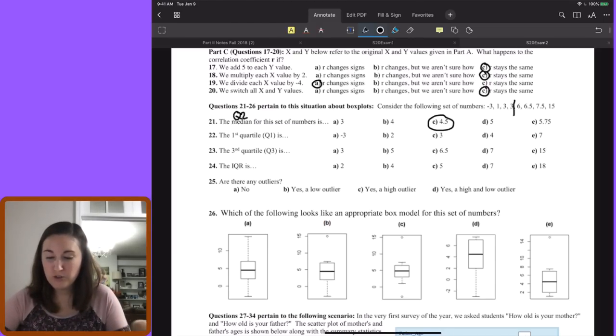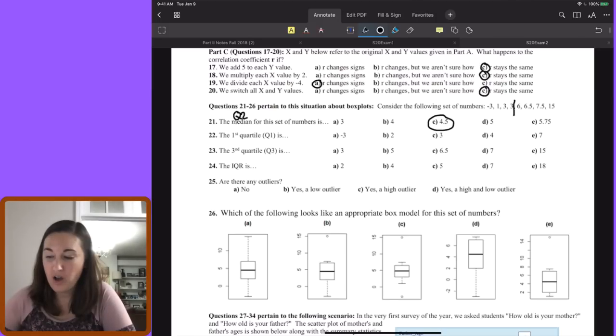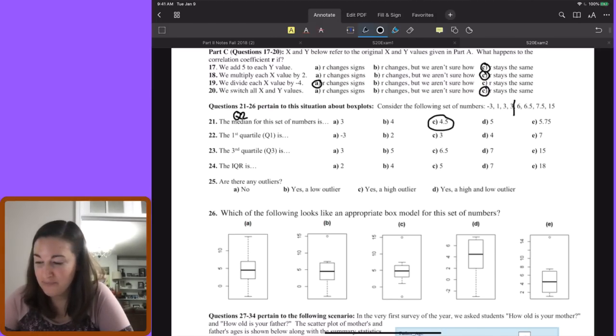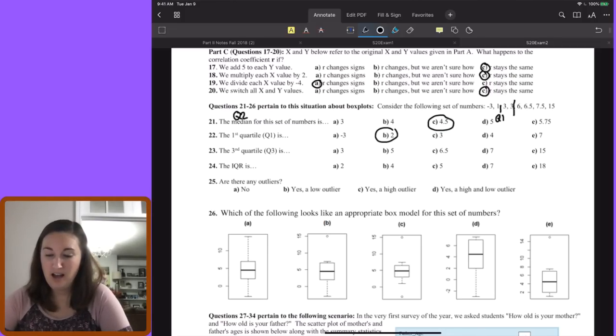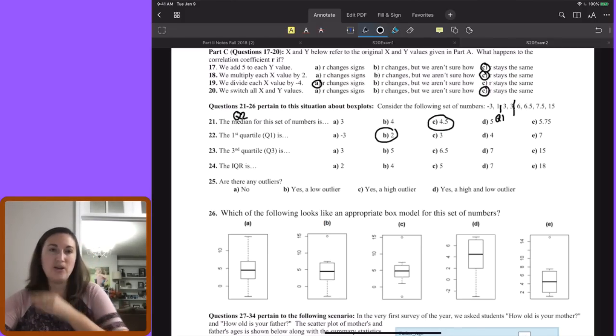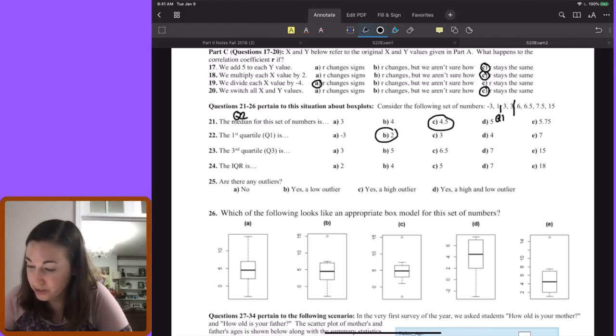And then the first quartile is the 25th percentile. So what we can do is look at all the numbers to the left of the median and pick the middle number. In this case, there's also not a middle number, so the Q1, the 25th percentile, would be in between 1 and 3, so that would be 2. Similar for the third quartile, the 75th percentile, we take all the numbers to the right of the median and pick the middle number. So the middle would be between 6.5 and 7.5, so that would be 7.